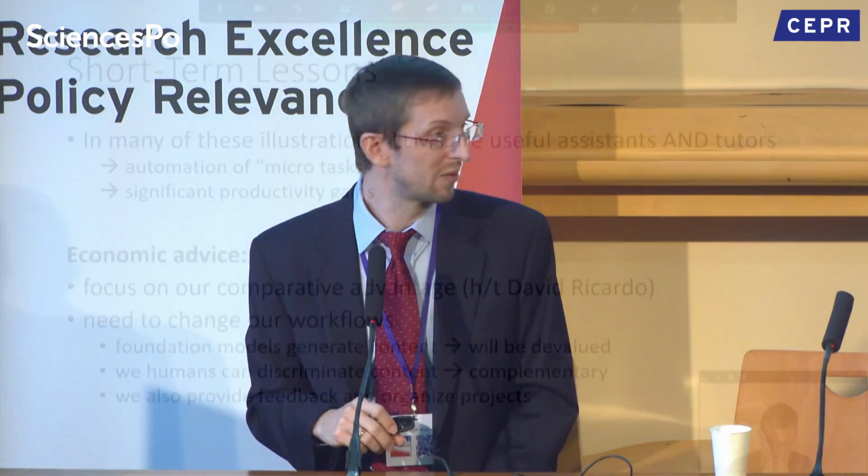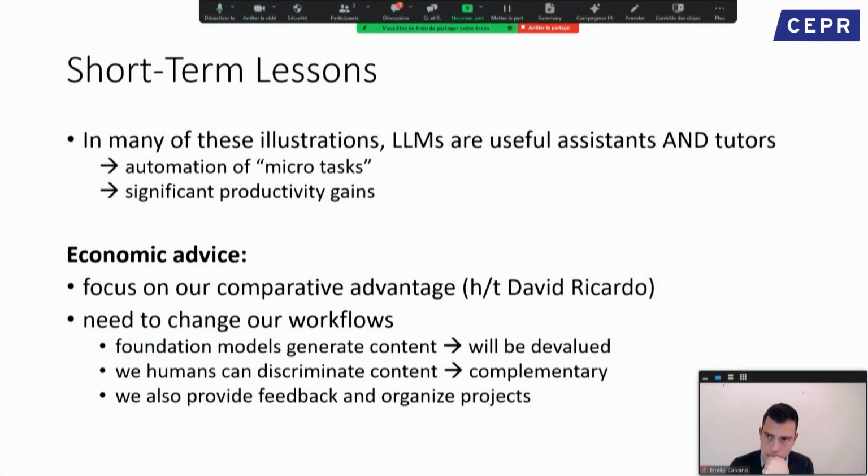It can explain models. Here it just pasted math and asked it, can you explain what this is doing? And it says, yes, this is the Ramsey-Cass-Koopmans model, and explained every step of it. And yeah, this is essentially my demo, so let me just wrap it up. What are the short-term lessons? Right now, these systems are already very useful assistants and tutors, and they allow us to automate certain microtasks.